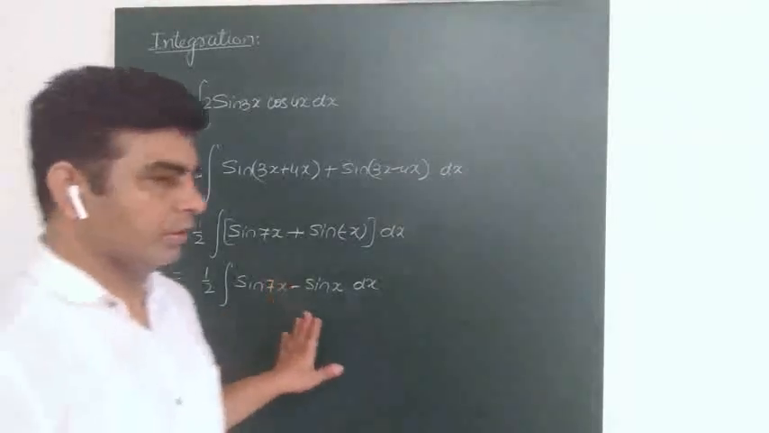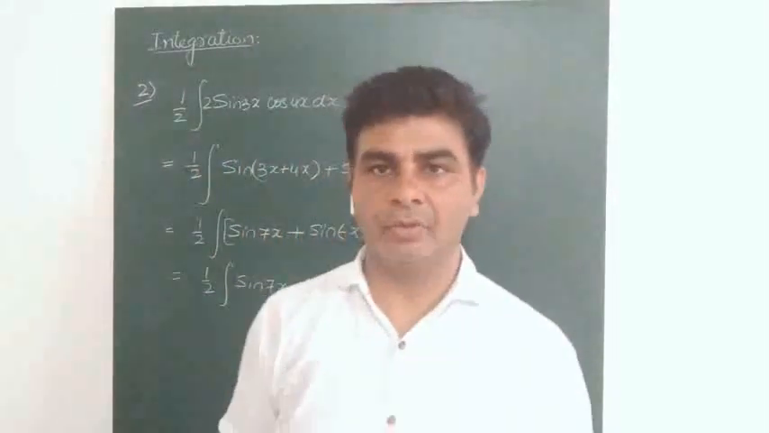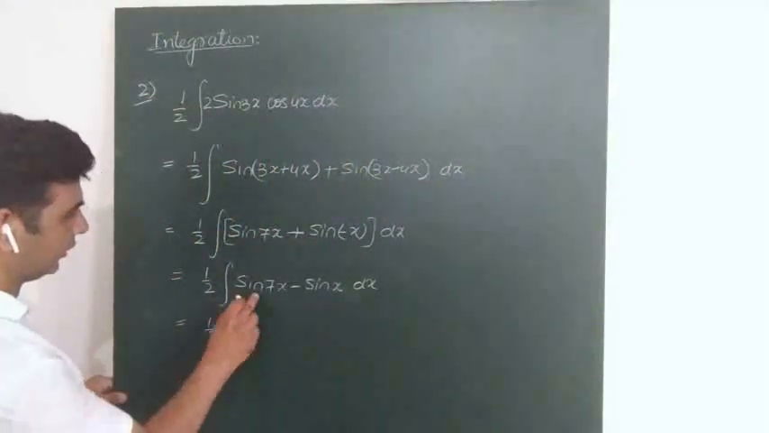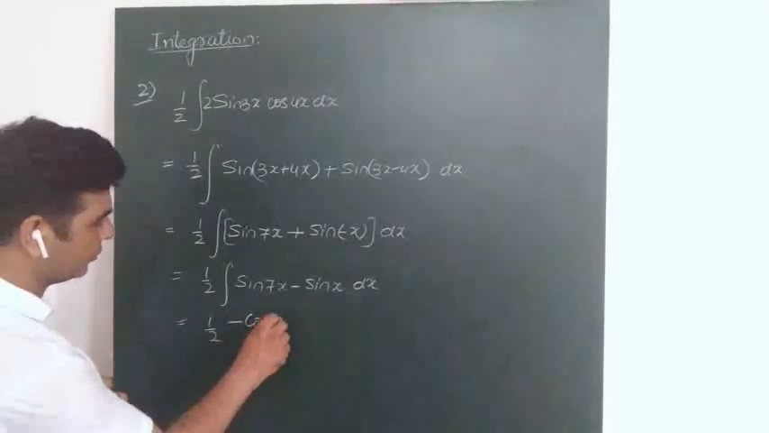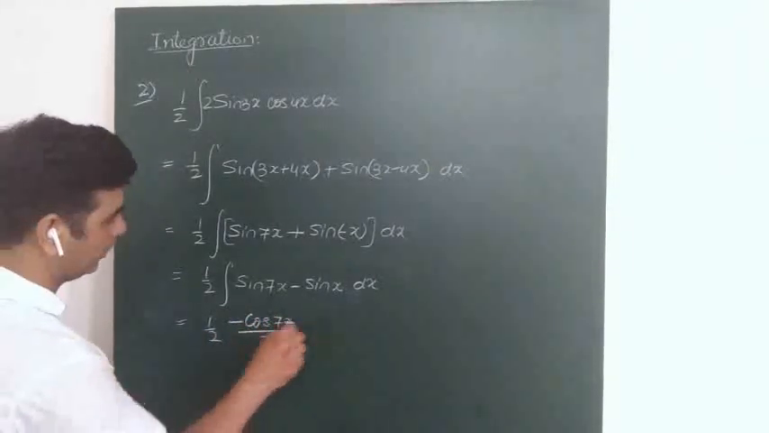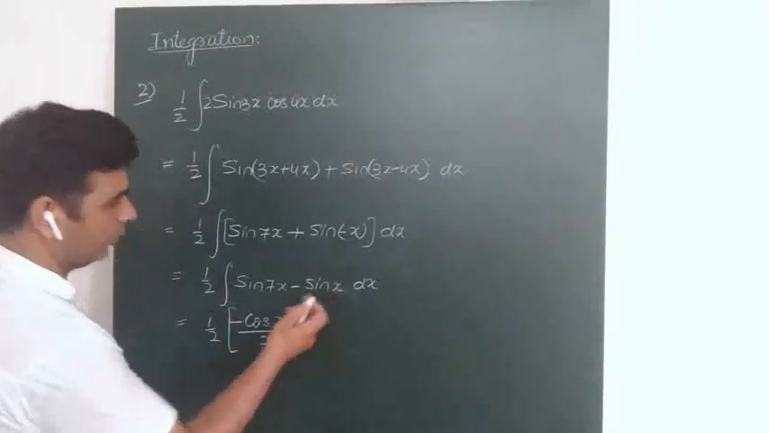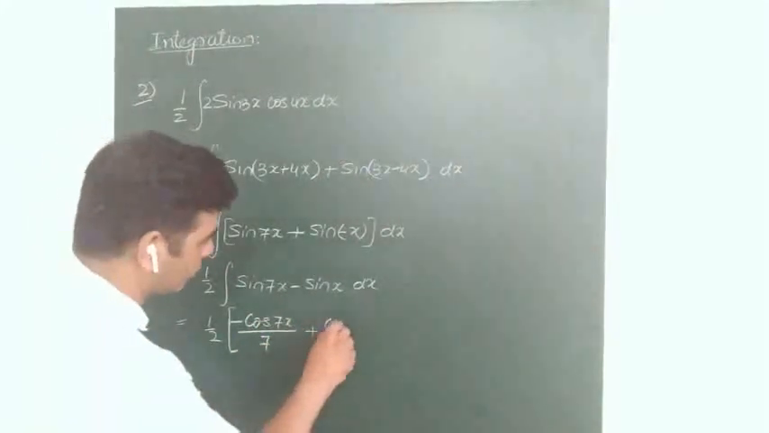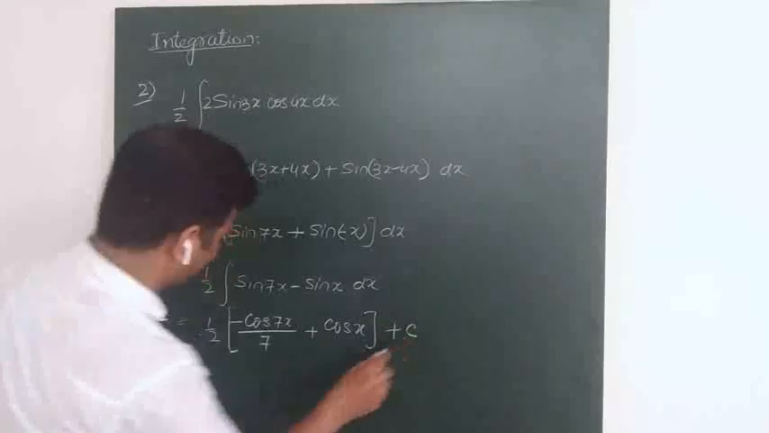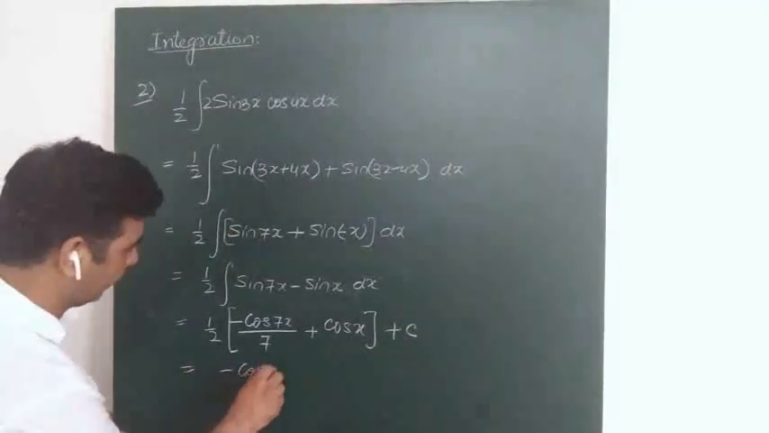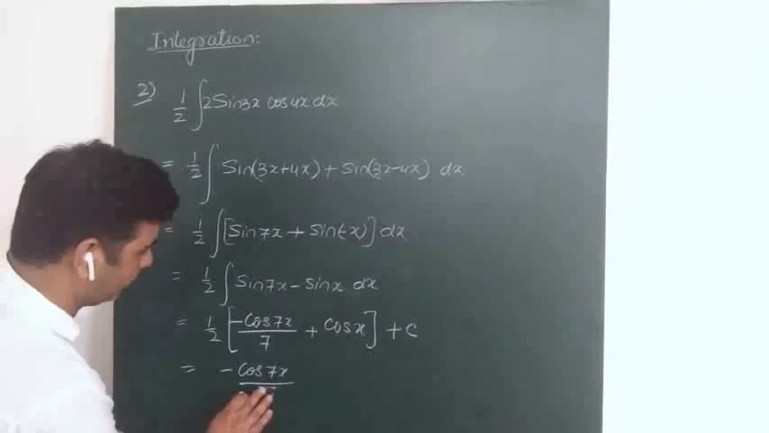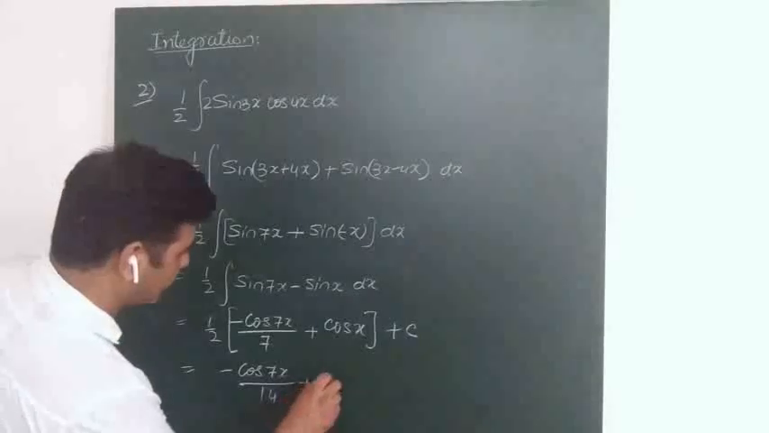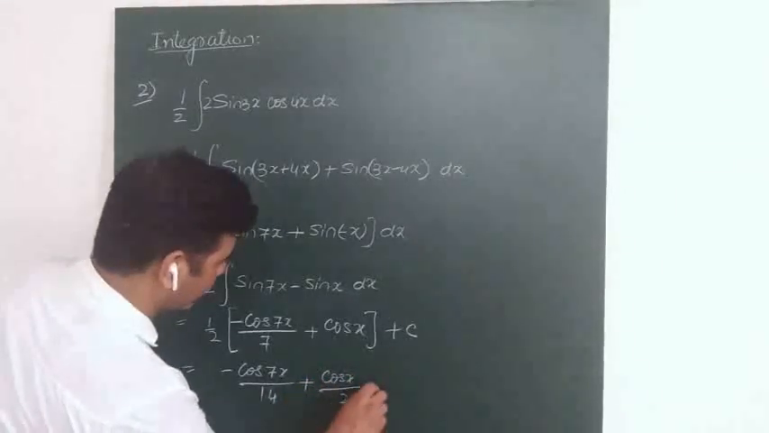You can see the terms now are separated from each other. So we can do the integration separately. The integration of sin 7x is minus cos 7x divided by 7, and the integration of sin x is minus cos x, the minus sign is already there, so this is plus cos x, plus c. This is minus cos 7x by 14, sorry, this is 7 into 2, 14, and plus cos x upon 2 plus c.